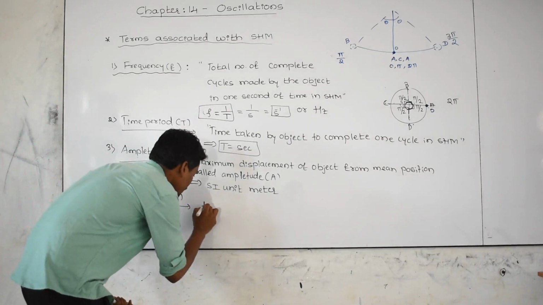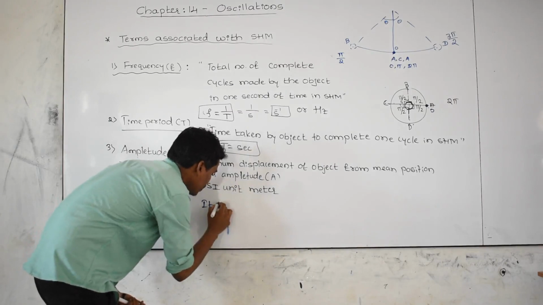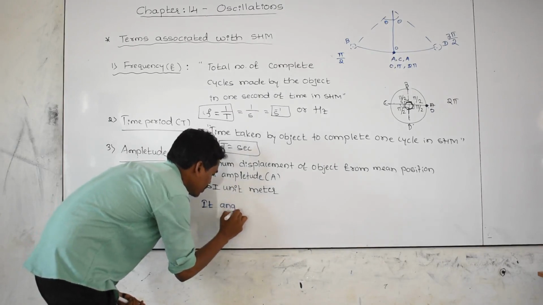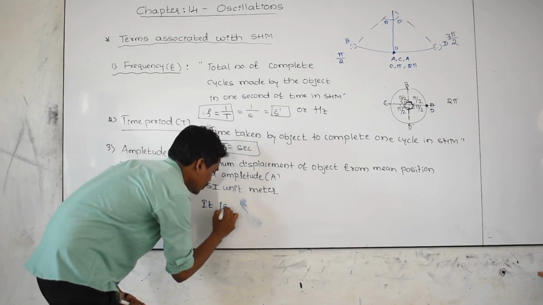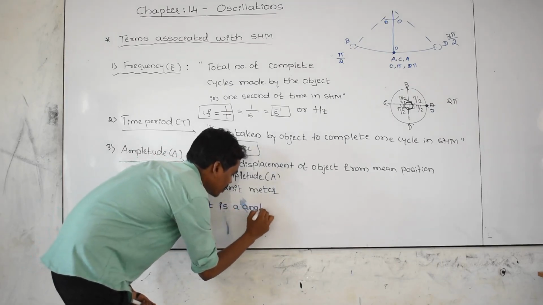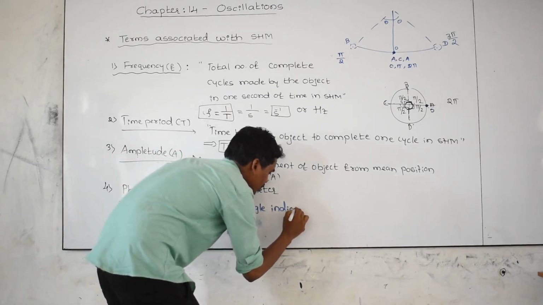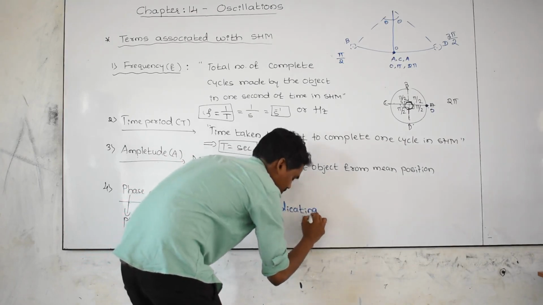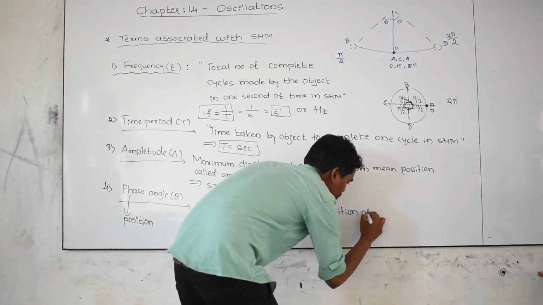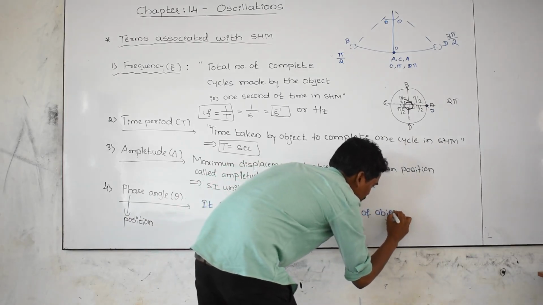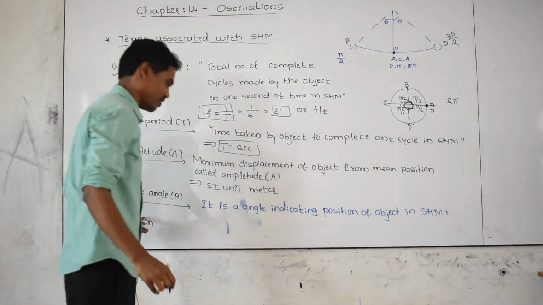What is phase angle? It is an angle indicating the position of the object in simple harmonic motion. In simple harmonic motion, it is called the phase angle.